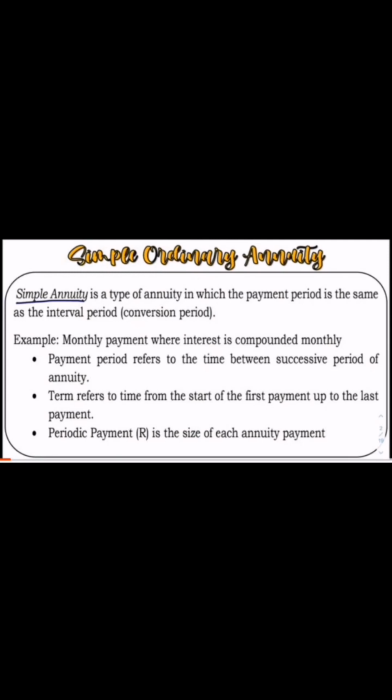Payment period refers to the time between successive payments of the annuity. Term refers to the time from the start of the first payment up to the last payment. Periodic payment is symbolized as R, the size of each annuity payment.